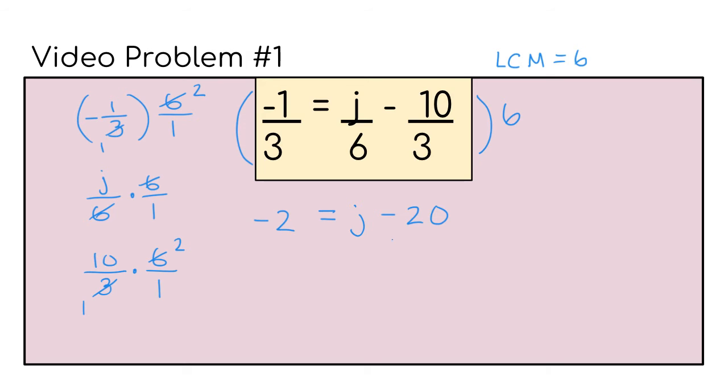So what we're going to do is add 20 to both sides, right? We want to get that j by itself. And we'll end up with j equals 18. And that is our answer.